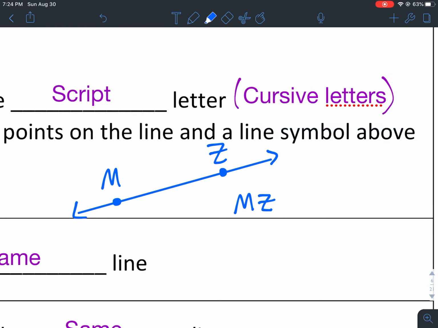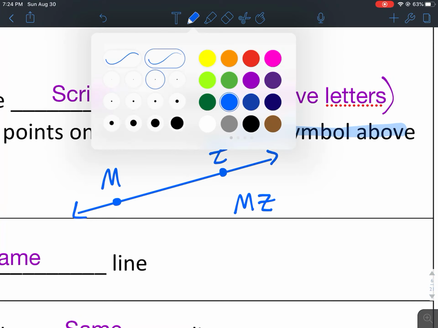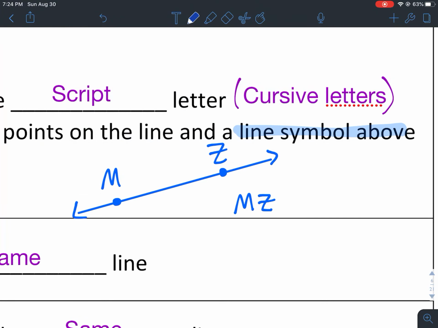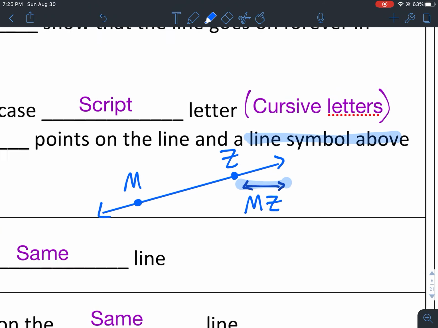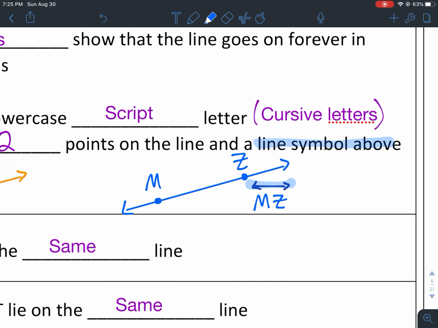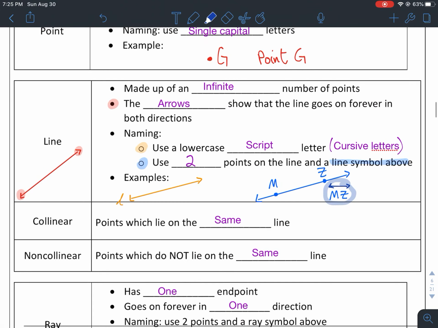So the line symbol is the following. That's going to be this right here. That's a line symbol right there. So it's just a line with arrows at the end. So that's how you name it. That's a second way to name it.